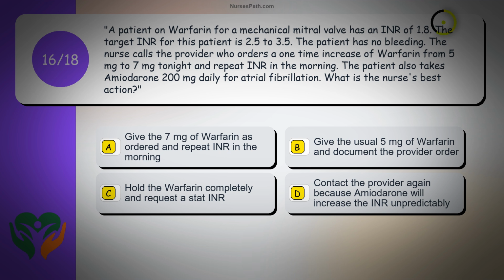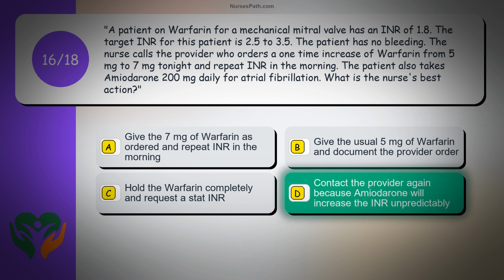Option A, give the 7 mg of warfarin as ordered and repeat INR in the morning. Option B, give the usual 5 mg of warfarin and document the provider order. Option C, hold the warfarin completely and request a stat INR. Option D, contact the provider again because amiodarone will increase the INR unpredictably. The correct answer is option D, contact the provider again because amiodarone will increase the INR unpredictably.